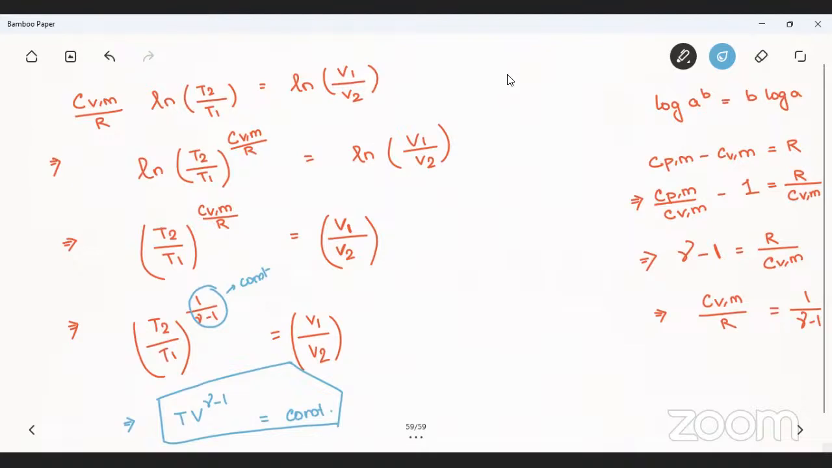Yes, ma'am. Okay, this derivation is not important. Derivation will come for your boards. But in your NEET, you have to remember this part, this formula. Okay, now let's move to the second part. What is the second part? What we know, T V to the power gamma minus 1 is equivalent to constant. This is something we have derived just now.